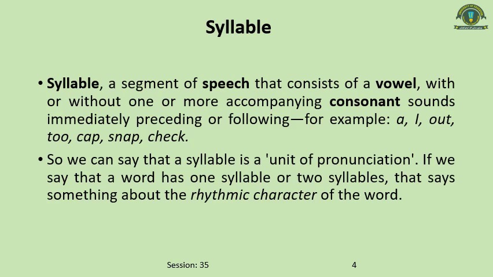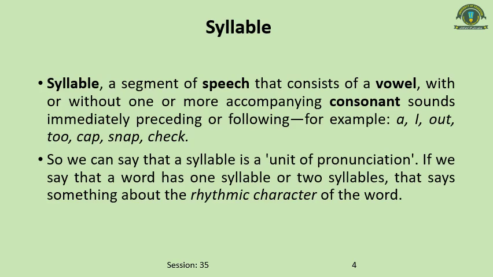But this time, I'd like to read this statement for you. It says that a syllable is a segment of speech that consists of a vowel with or without one or more accompanying consonant sounds immediately preceding or following. That's very important to understand. Number one, we have to understand that this is a segment of speech. What? A syllable is a segment of speech. I'm not referring to that little boy's answer that a syllable is the sound produced with one chest pulse, but I am just telling you that it's a segment of speech. That's very important to understand.